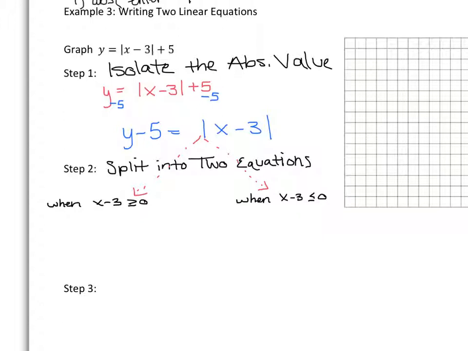Okay, so for when we say it's positive, we just set it equal to both of them, you just take the absolute value out. And then for when it's greater than or equal to 0, just write the left side down how it is. So we've got y minus 5. Then for when x minus 3 is less than or equal to 0, we put a negative in front of the entire left side. So negative times y minus 5.